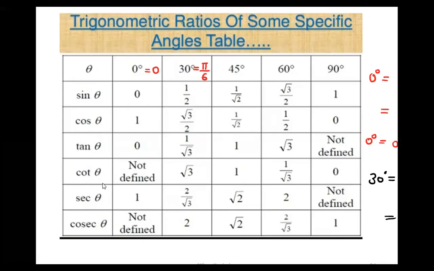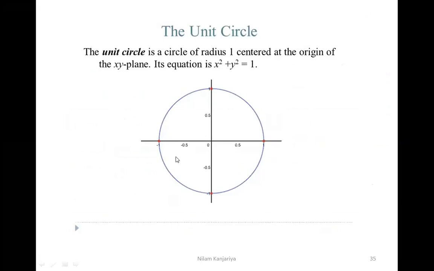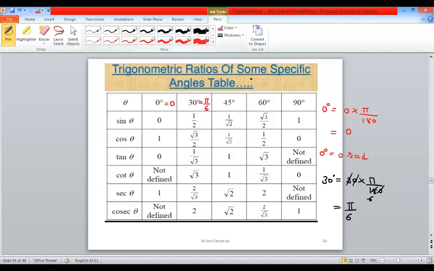So without wasting our time, I write all the degrees in the radian form. This is 0. This is pi by 6. This is pi by 4. This is pi by 3 and this is pi by 2. Hope you get it.